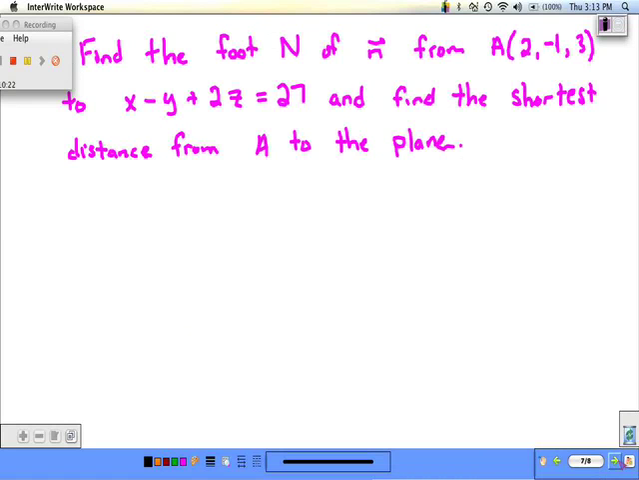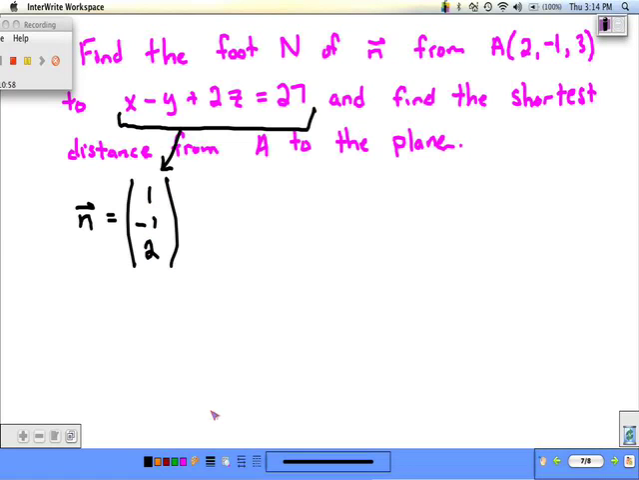To find the foot N of the normal vector from the point A to the plane will allow us to find the shortest distance from A to the plane. Shortest distance is always perpendicular. That's why we need the normal here. And I can take the normal by knowing the Cartesian form of the plane. The normal, at least the direction of the normal, will be 1, -1, 2.